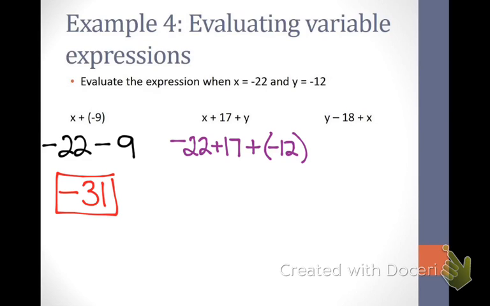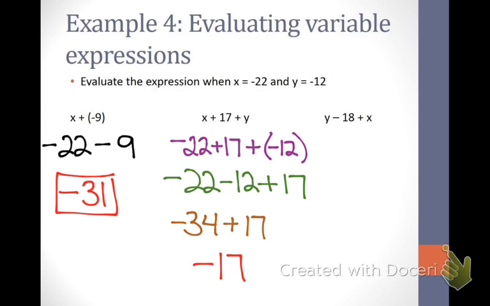All right, so I subtract it. Wait, I thought negative 12 came last. Why did I rearrange it? Because I'm going to group my common signs together. Go ahead and solve this one. For your answer, negative 17. Very good. Negative 17.